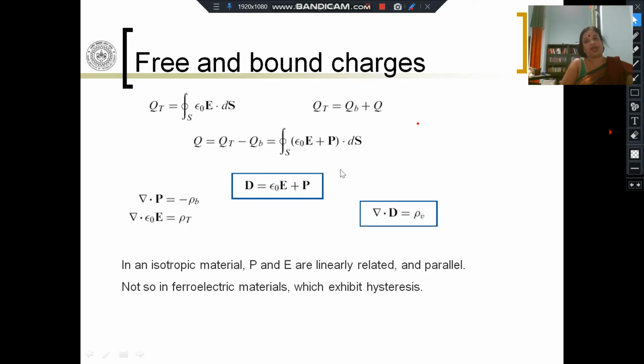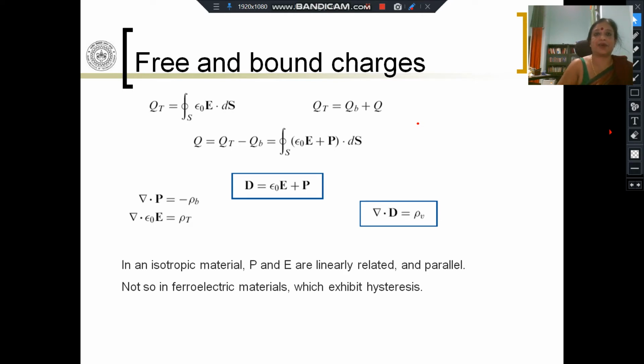So therefore, we have to now distinguish between free and bound charges. We know that the total charge enclosed by a volume, QT, is equal to the surface integral of D dot dS, where D is epsilon naught E. So imagine we are talking about vacuum here. So D and E are related by the permittivity of free space.